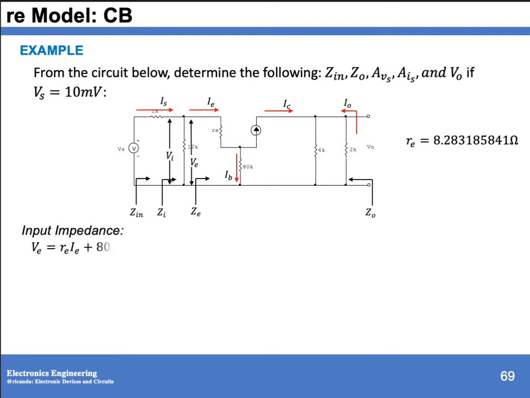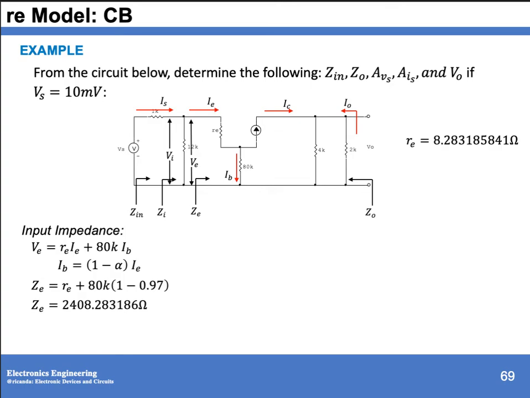So for input impedance, you have to use your equation of your VE, which is RE times IE plus 80k IB. Expressing IB in terms of IE, then we have RE IE plus 80k times (1 minus 0.97). If you divide your VE by IE, that will be your impedance at the emitter, which is equivalent to RE plus 80k times (1 minus 0.97), or that is equivalent to 2408.283186 ohms.